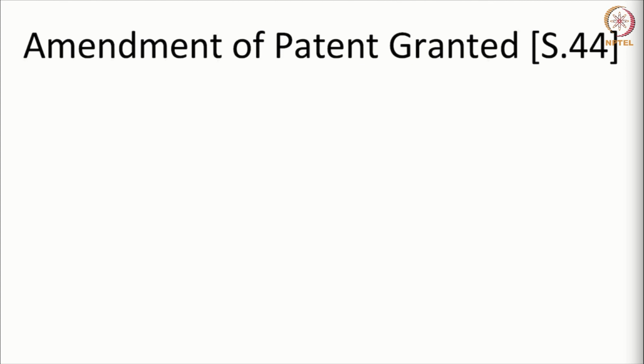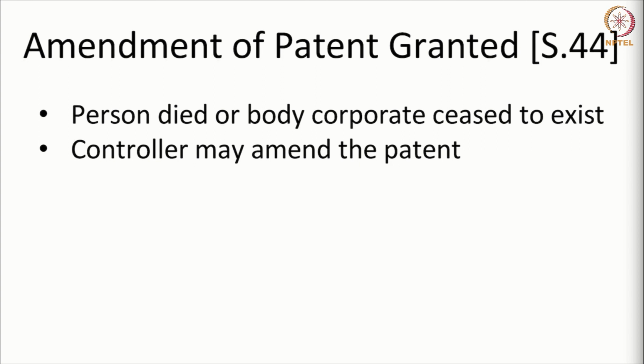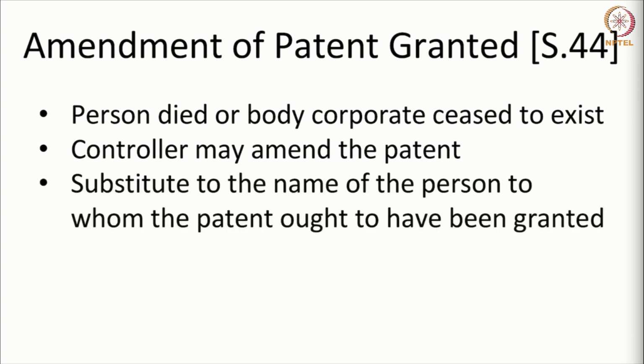Now there are instances where a patent can be amended after the grant. For instance, a person dies or a body corporate, a company or a registered firm ceases to exist. In those cases, the controller may amend the patent and substitute the name of the person to whom the patent ought to have been granted. The legal heirs or the legal representatives who succeed them, assignees, their name can be granted. And this is done by section 44.